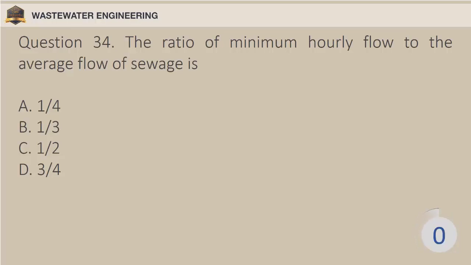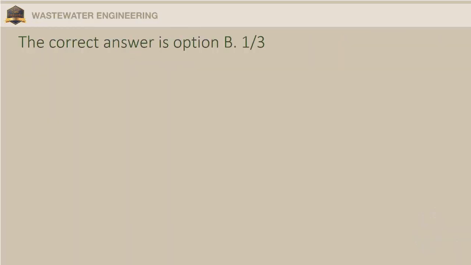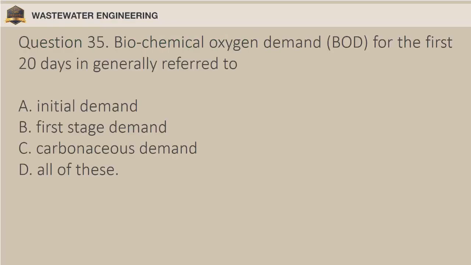The correct answer is option A, 2 meters per second. Question 35. Biochemical oxygen demand, B.O.D., for the first 20 days is generally referred to as A. Initial demand, B. First stage demand, C. Carbonaceous demand, D. All of these.